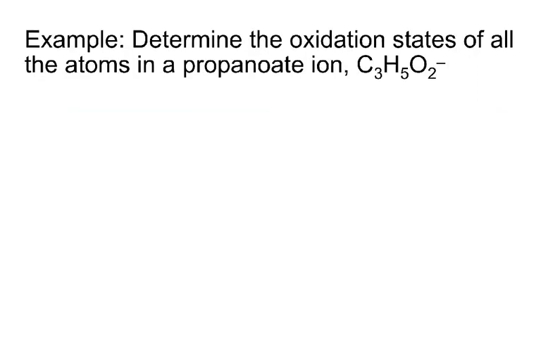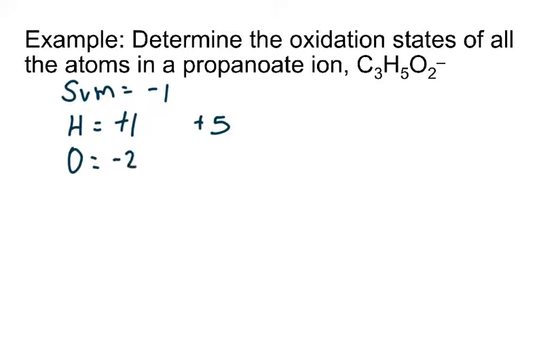So let's work through this example. Determine the oxidation states of all the atoms in a propanoate ion. Propanoate is C3H5O2-. So our sum of everything needs to be a -1. If we look back at that table, rule 5, our hydrogens are assigned a +1, so my total there is +5 because there are 5 of them. My oxygen is assigned a -2, so that gets me a -4 in total for my oxygens.